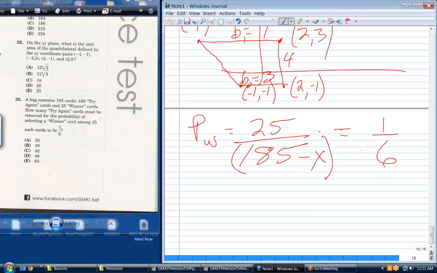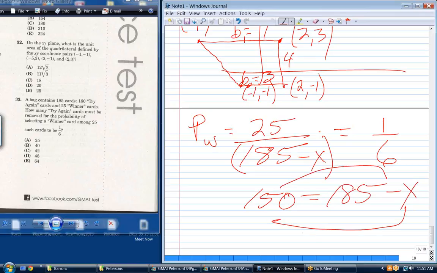Look at how direct it will be if we do the simple step of cross multiplying. Okay, cross multiply, I get 150 equals 185 minus X. Bring the X over there, bring the 150 over there, X equals 35. Yeah. That was really easy. Okay.